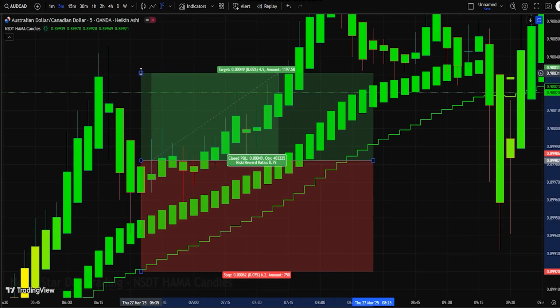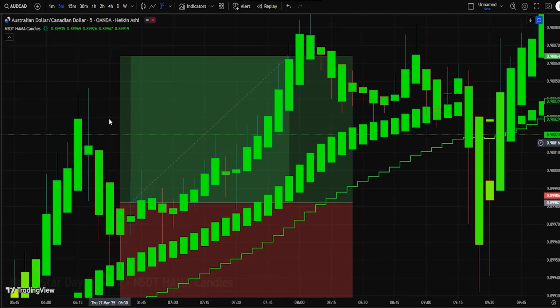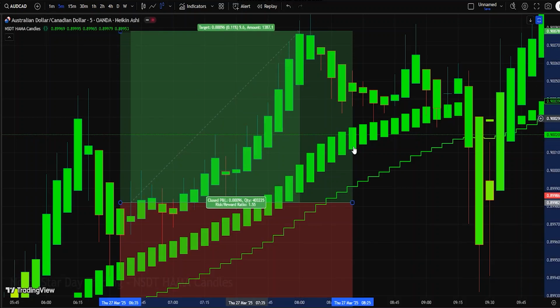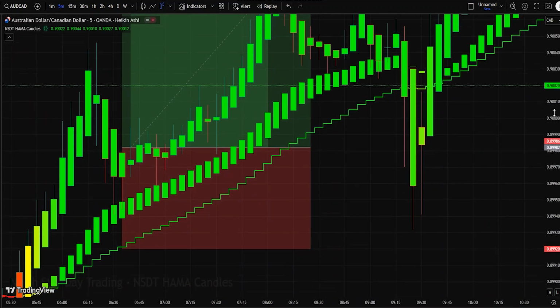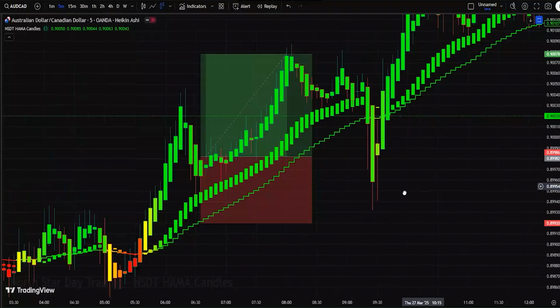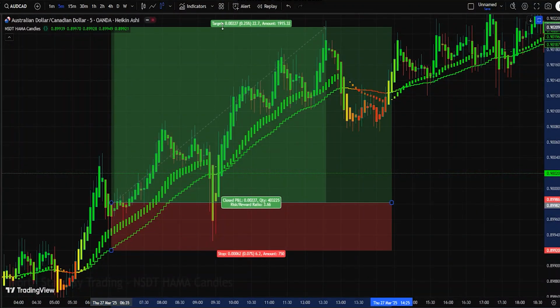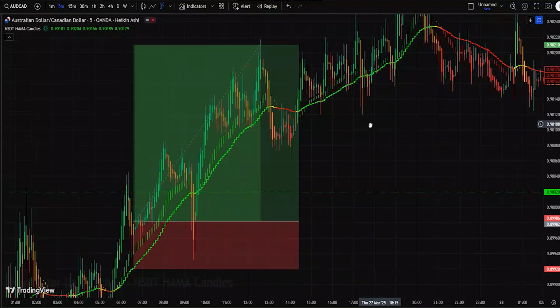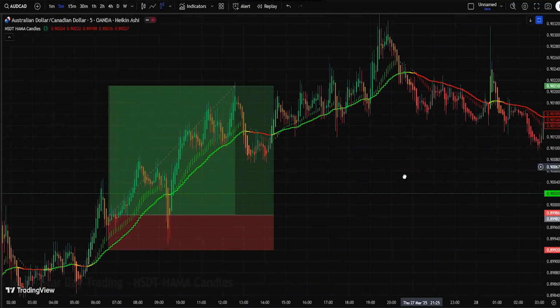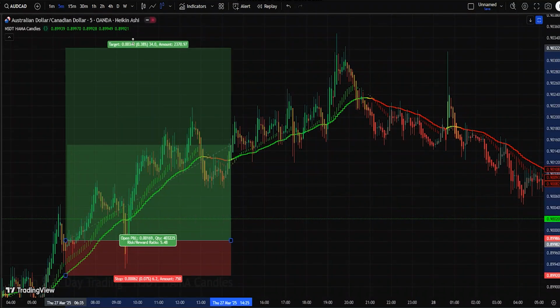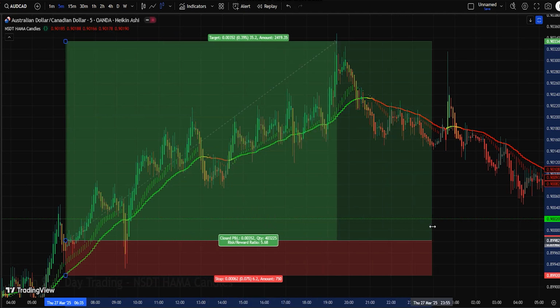Our target is beautifully hit, and since the trend is just starting, the price moves even higher, meaning that if we had stayed in the position, we could have gained even more profit. Even though this indicator is quite simple, it still requires backtesting and practice to master. Once you get used to it, you'll see how much it can improve your trades.